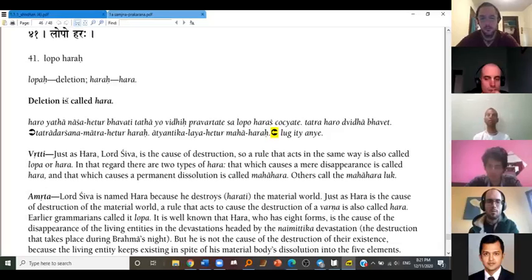That vidhi is known as lopa or hara in Harinamamrit. Now the deletion is of two types. Tatra adarshana matra hetuhu haraḥ.